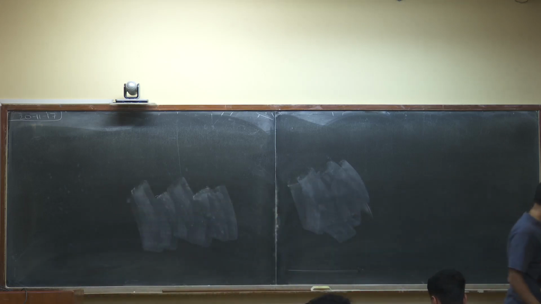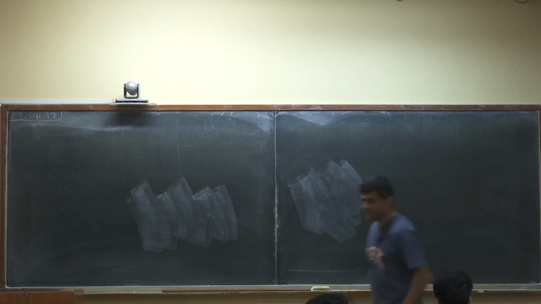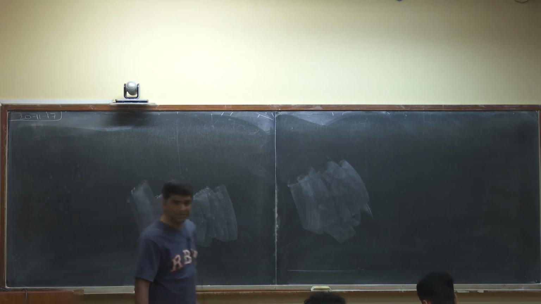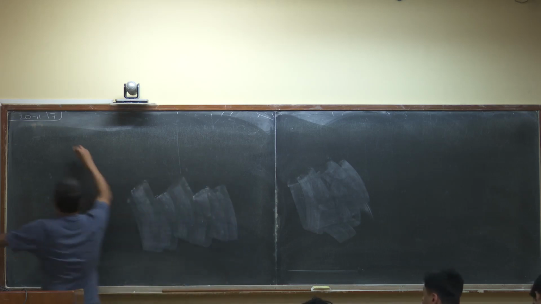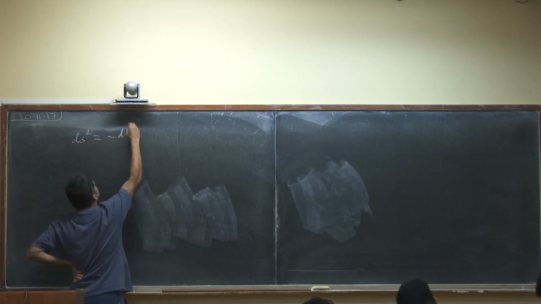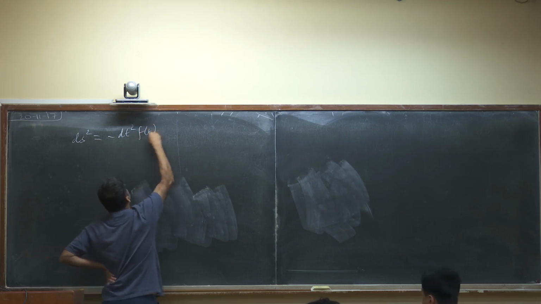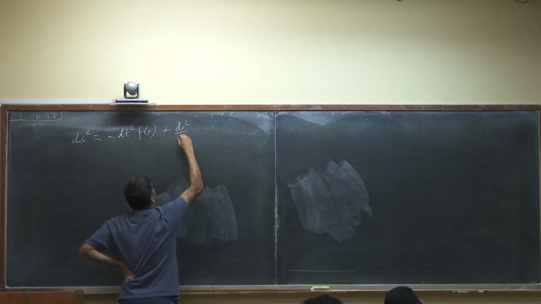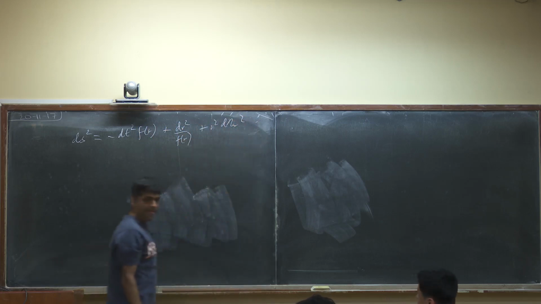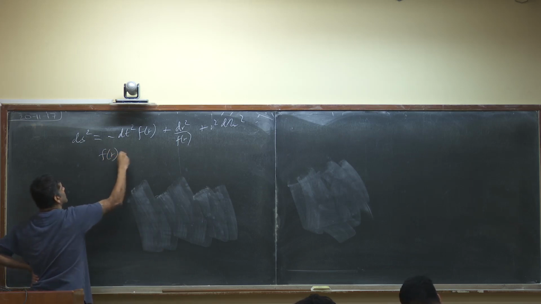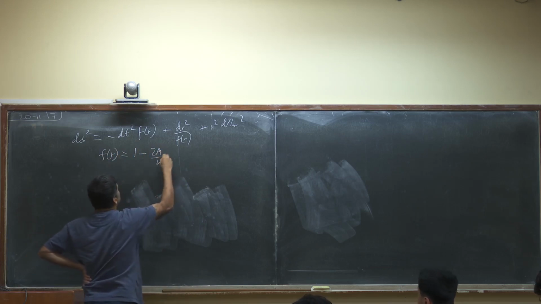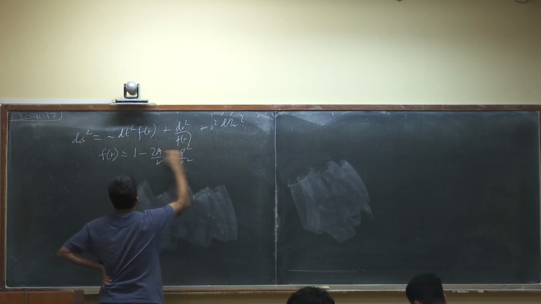Let's continue our discussion on these Reissner-Nordström black holes. You remember that the metric was ds squared, in Schwarzschild type coordinates, equals minus dt squared f of r plus dr squared by f of r plus r squared d omega squared. F of r was equal to, what was it? 1 minus 2m by r plus q squared by r squared.